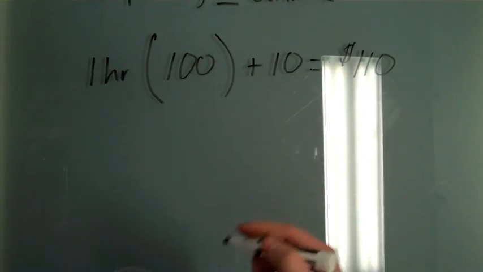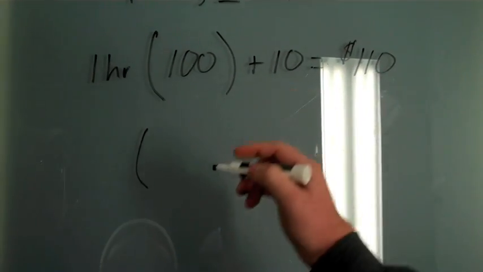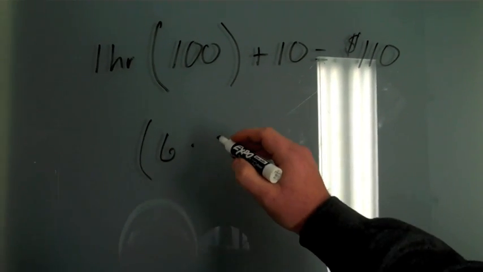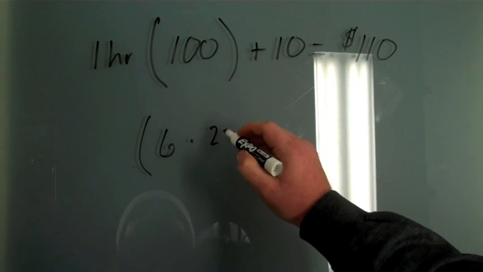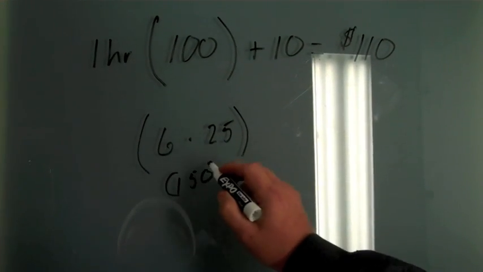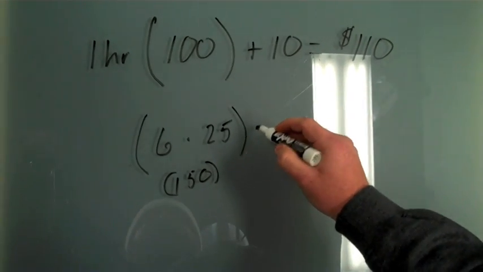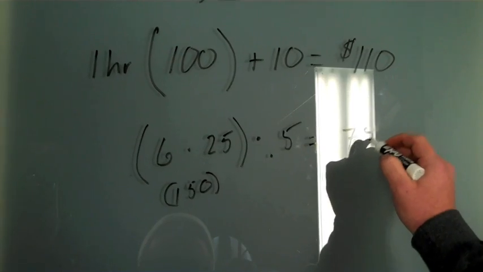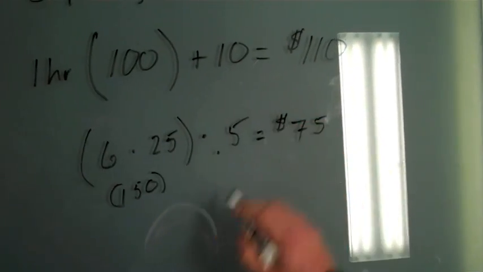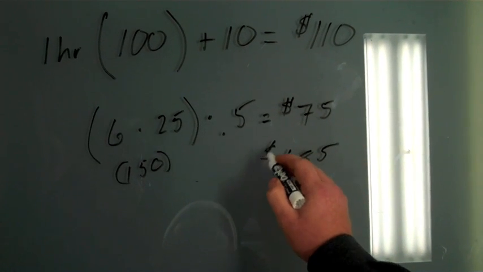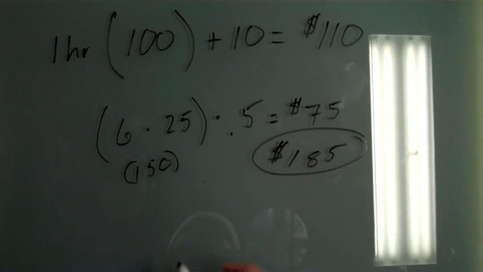Next up, I'm going to look at my profit. So I'm going to take B, which is the square footage of damage, which was 6 square feet. It was tempered glass, so I'm going to multiply that by 25, which is 150. Then I'm going to multiply that by my equalizer, which is 0.5, which comes out at $75. I add these two together and get 185. So that would be my estimate.